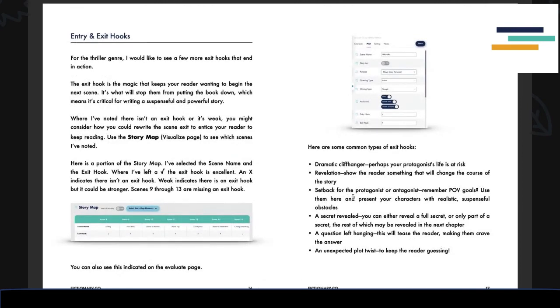For entry and exit hooks, the editor has pointed out where there are no hooks, using an X, and where it's really good, using a check mark. And then the editor can also put in, if they want to say, oh, there is one, but you need to make it stronger, that sort of thing.